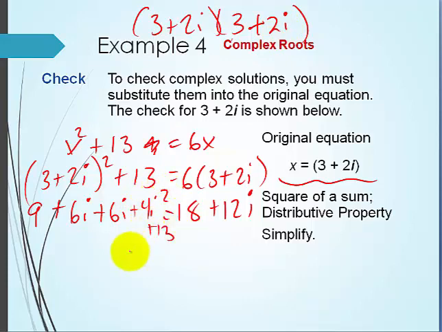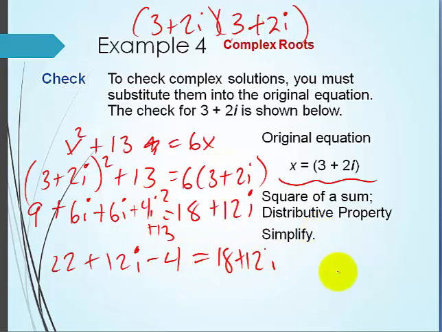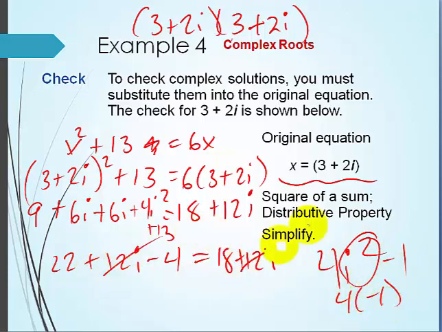I'm going to collect like terms. So I get 9 plus 13 is going to be 22 plus 12i, which is going to cancel on that right-hand side, minus 4. And again, we get that minus 4 because we have 4i squared, and i squared is equal to negative 1. So it's 4 times negative 1. These will cancel. 22 minus 4 is 18. So we're good.